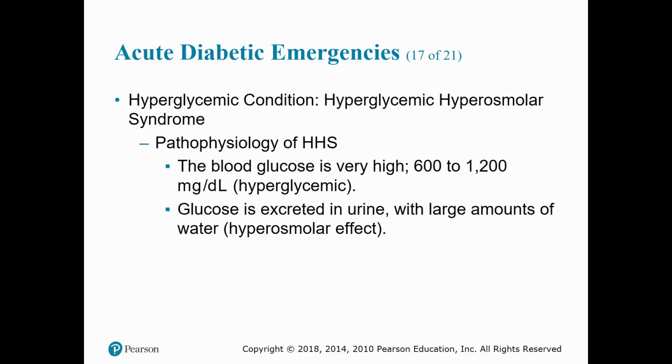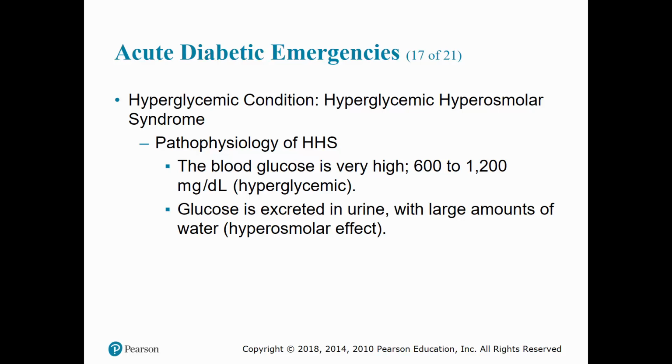With HHS, this is more common in the patient with type 2 diabetes. This is because the type 2 patient's pancreas can continue to produce and secrete some insulin, so some glucose is still getting into the cells. The glucose entering the cells keeps the amount of fat being metabolized by the liver to a lesser amount than is seen in DKA. That's why you don't have the ketones being produced and you don't have the fruity smell.